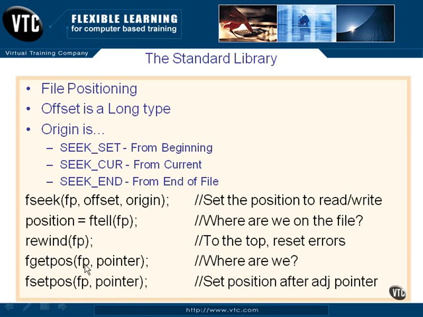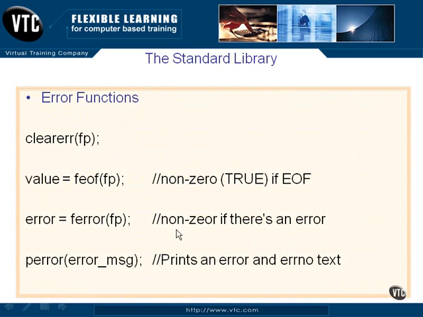fgetpos is used with fsetpos to get a special pointer value. This is the address of a file position pointer, and the number, basically the offset of where we are in this file, will be put into pointer. You can then adjust that pointer, increment it, decrement it, do whatever you need to do with it, and then do an fsetpos, and that will move your file pointer position to wherever you need it to be after adjusting pointer. Here are the error functions, and we have clearerr on a file pointer.